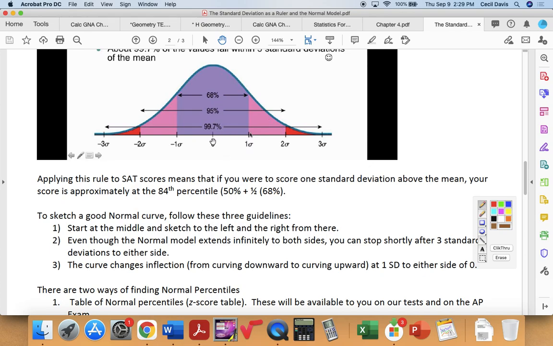So what you'll do is, whatever the mean is, and this is for standardized scores, but if it's not standardized, whatever the mean is goes here, and then the mean plus 1 standard deviation goes here, plus 2 standard deviations, plus 3 standard deviations, and on the other side, minus. And you will also mark that 68% of the data falls within 1 standard deviation of the mean, 95% falls within 2 standard deviations of the mean, and 99.7% falls within 3 standard deviations of the mean.